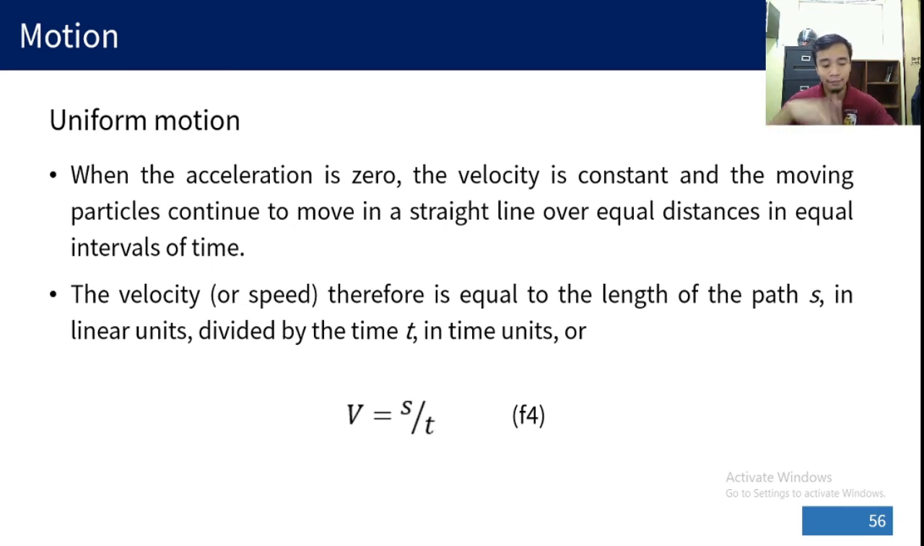So the mathematical representation for uniform motion is therefore equal to the length of the path S, displacement in linear units, divided by the time in units of time. Thus the equation F4 for the linear velocity is equal to the distance or displacement over time.